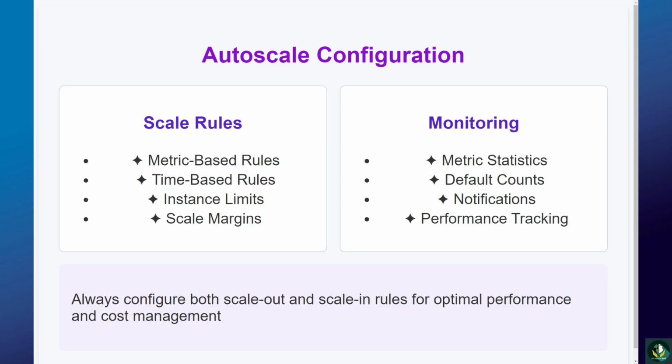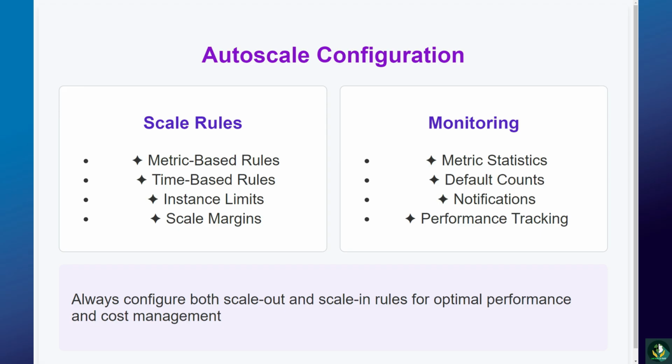A crucial aspect of autoscale configuration is implementing complementary scale-out and scale-in rules. These rules work together like a thermostat in your home. Scale-out rules determine when to add resources, while scale-in rules specify when to remove them. Without proper scale-in rules, you might end up paying for unnecessary resources during low traffic periods. Conversely, without appropriate scale-out rules, your application might become unresponsive during high traffic periods.